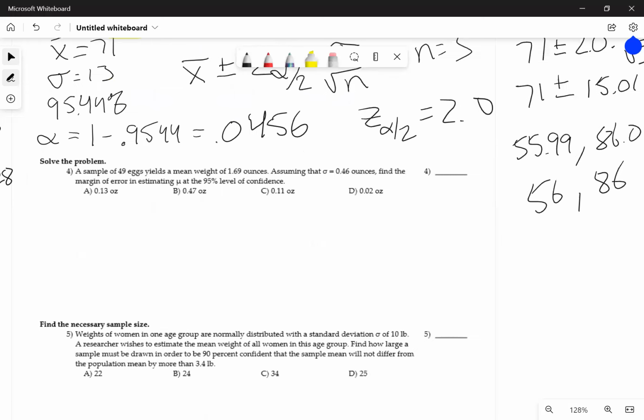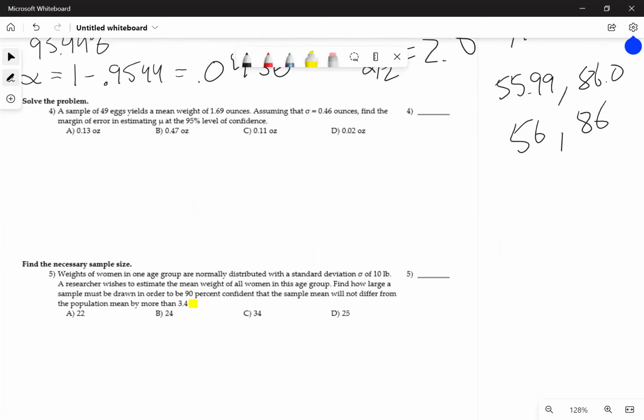So let's look at problem number 4. Now I want to know what the margin of error is. So I'm looking for E. Find the margin of error. I'm just looking for E, which is Z of alpha over 2 times the standard deviation over the square root of n. So I have my mean of my sample, which is 1.69. I have the n, which is 49. So n equals 49.